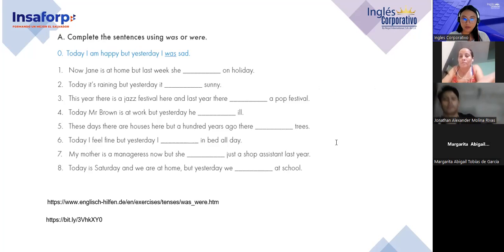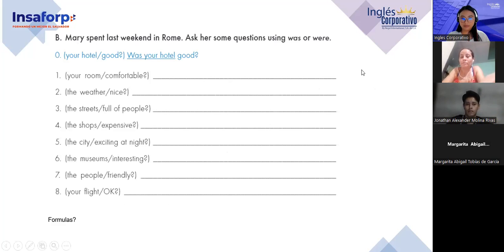Let's move on. What do we have for today's class? We are going to have a very similar exercise. But in this case, as you may see, we need to make questions. The idea is to use the verb to be. Entonces, ¿cómo redacto una pregunta? How do we make a question?